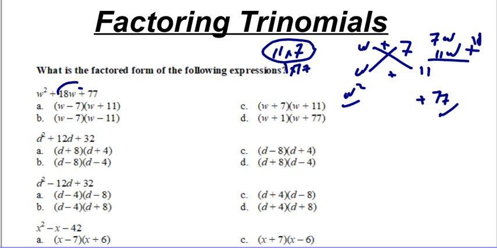So W plus 7 multiply W plus 11. Look at the choices. W minus 7, so this is not correct. W plus 7, W plus 11, so the correct answer, it will be C. C is correct.